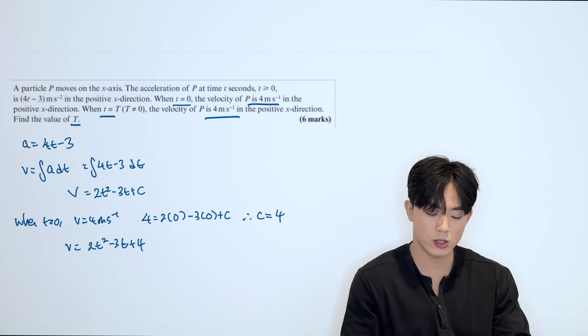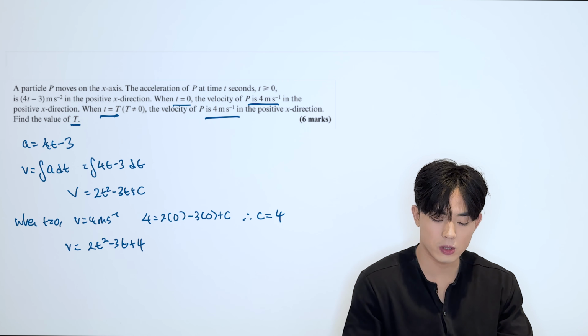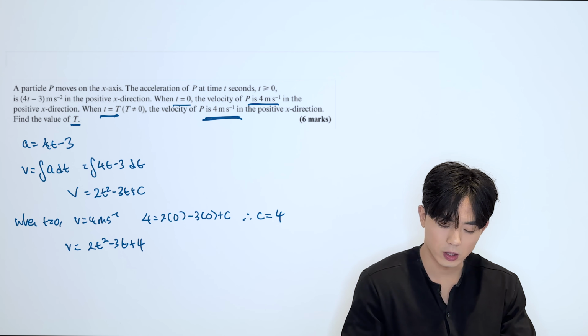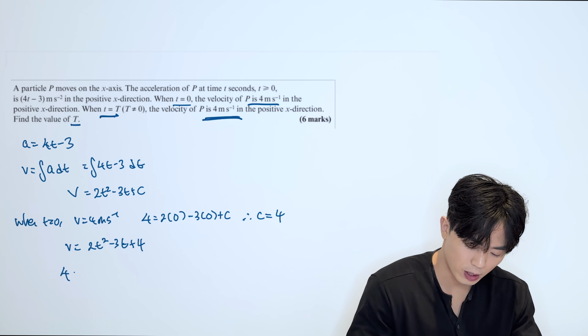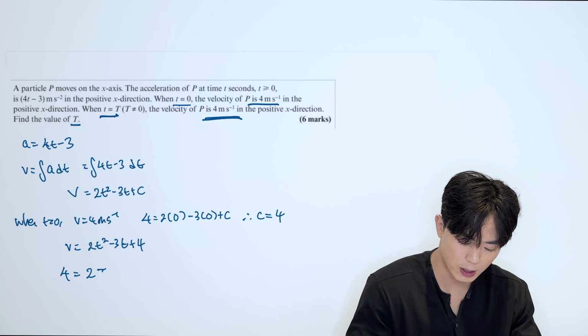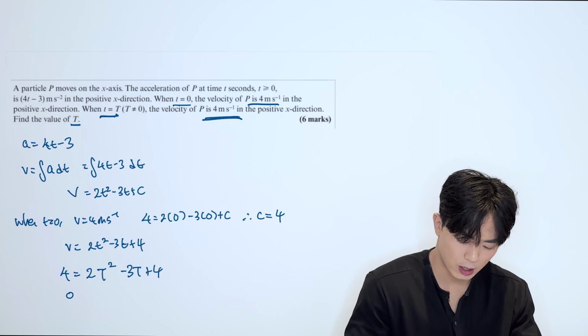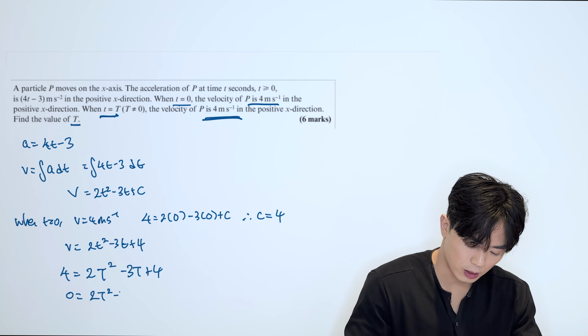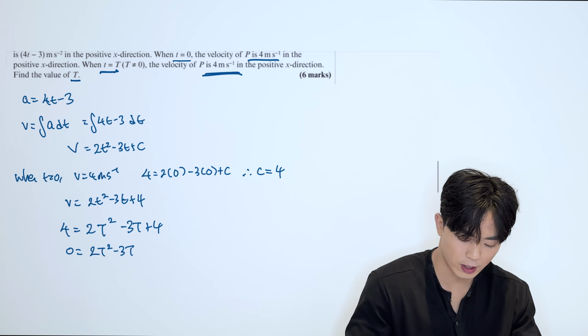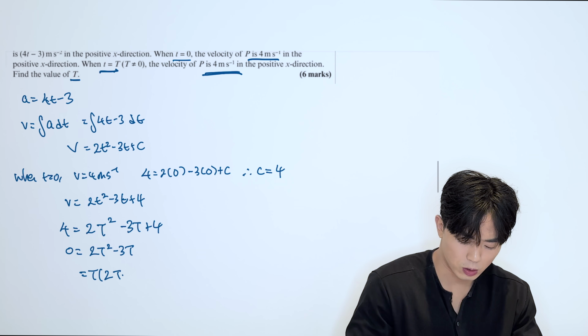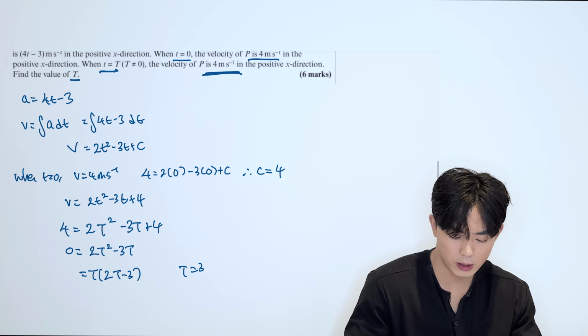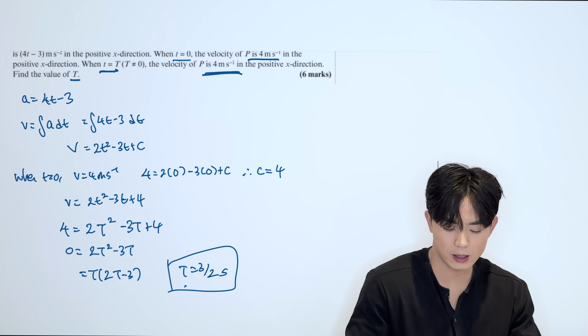Now we can answer the question. So this says when t is capital T, the velocity is 4. So when is that the case? So we'll say v, which is 4, is equal to 2, and I'm going to replace it with capital T: 2T squared minus 3T plus 4. We'll get 0 is equal to 2T squared minus 3T, which I can factorize. So T with a 2T minus 3. So T is going to be equal to 3 over 2 seconds, like so.